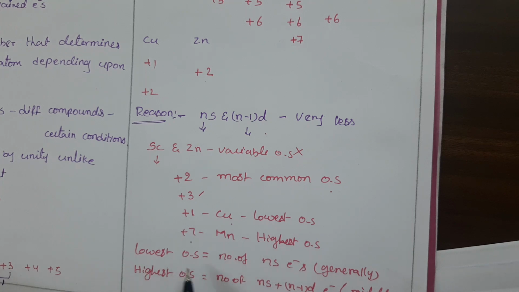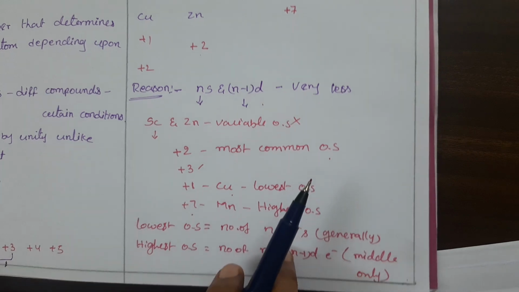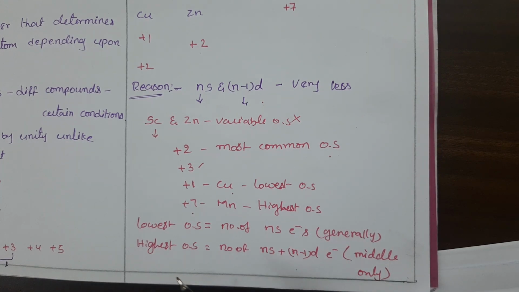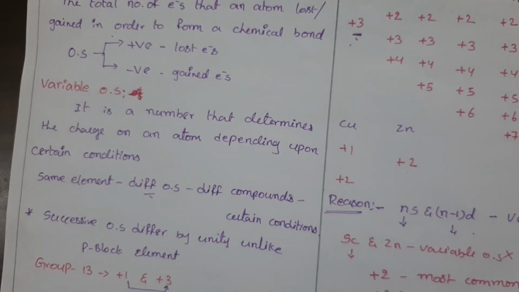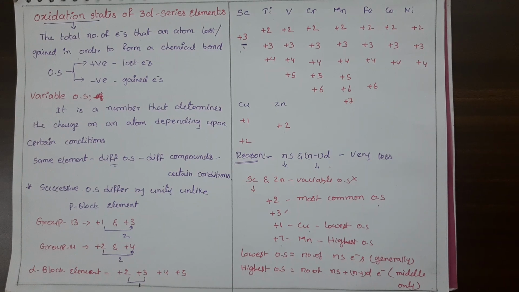The lowest oxidation state is generally equal to the number of ns electrons. So generally we can say that if only 2 electrons are present in the s orbital, that is the lowest oxidation state of that element. And the highest oxidation state is equal to the number of electrons in the ns orbital and also the (n-1)d orbitals. So this is about the oxidation states of 3D series elements.